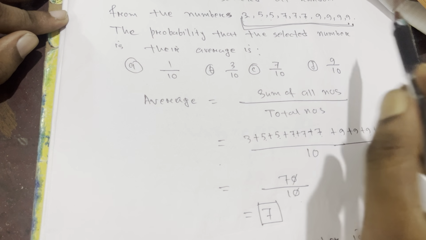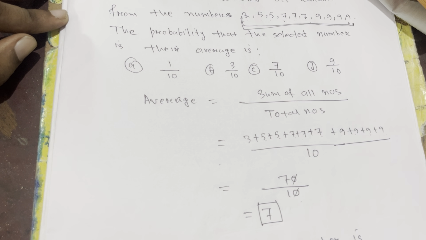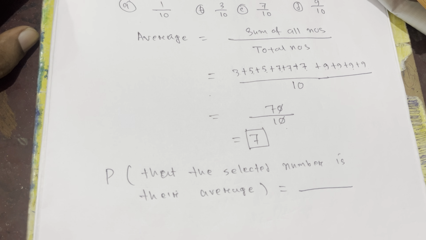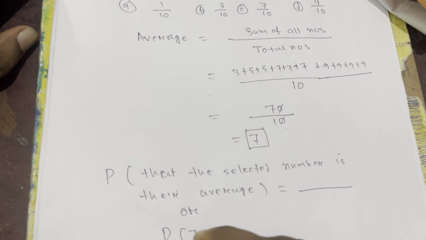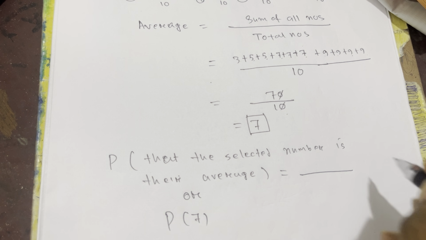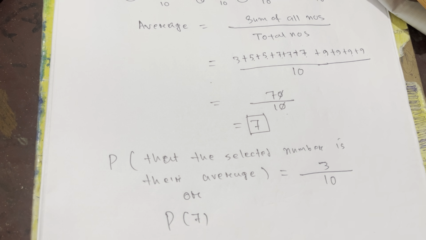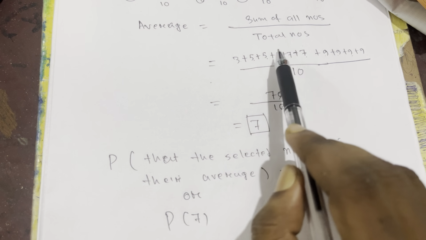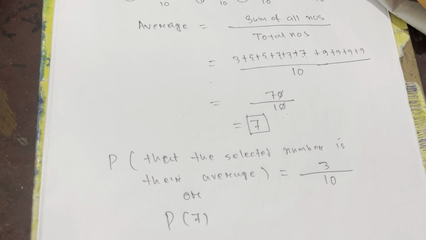Out of 10, how many numbers are there? How many 7s are there? 1, 2, 3. So out of 10 there are 3 7s, isn't it? So the probability of a number equal to the average means the probability of 7. So the probability of 7 will be equal to what? Total 3 7s are there, so 3 out of 10. Why do I write 3 here? Because in the question there are 3 sevens, 1 2 3, so 3 out of 10.